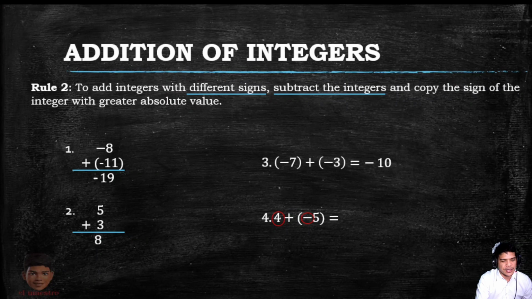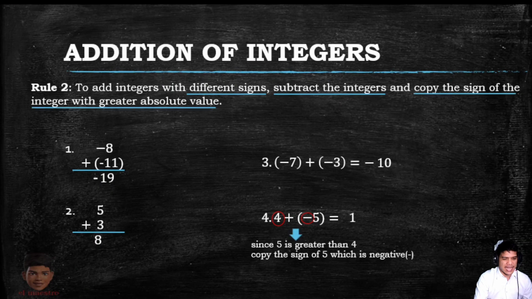And copy the sign of the integer with greater absolute value. Which is bigger this time, 4 or 5? The absolute value of 5 is bigger. So since 5 is greater than 4, we copy the sign of 5, which is negative. So our answer is negative 1.